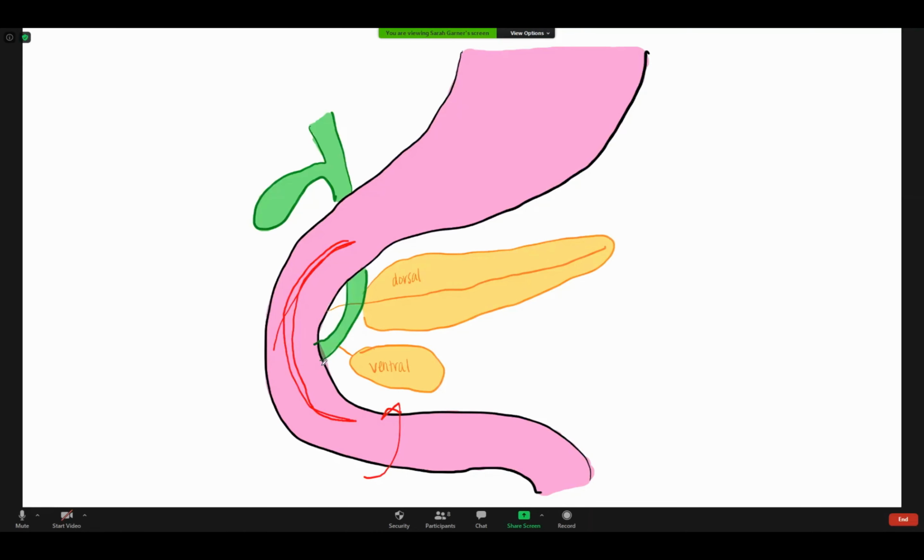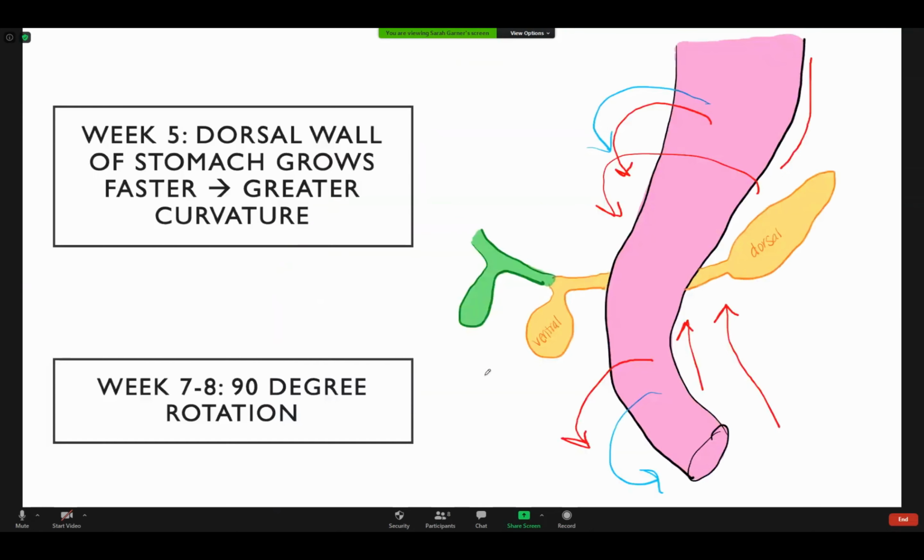And as it does this, also notice what happens to this ventral bud of the pancreas. So if we go back, it started all the way over here, right? But as that part rotates, it actually swings the ventral part to the other side, okay?